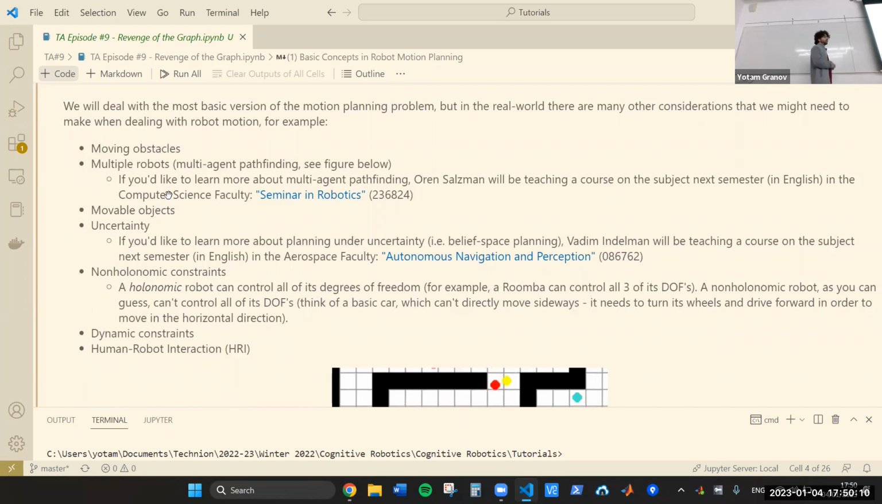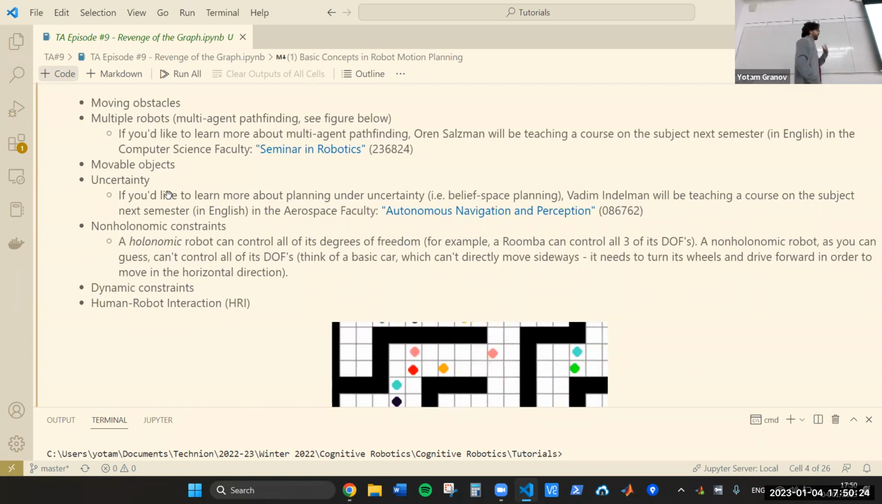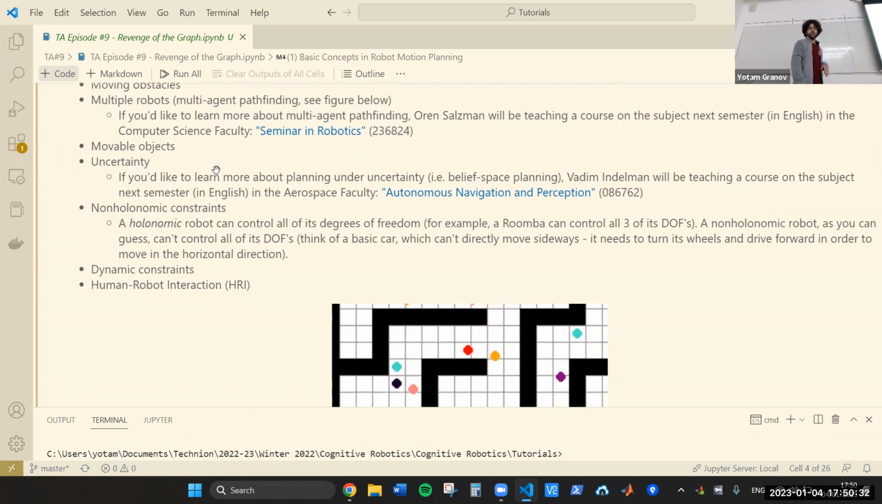Uncertainty, so motion planning in uncertain environments. Today we're going to talk about environments where we know where every obstacle is, we know where the robot starts, we know where it's going to end, and this simplifies things for sure. But in the real world, this is not always the case. There can always be uncertainty. We might not know everything about our environment, and so we'll need something called belief space planning, and this is covered in the aerospace faculty and Vadim Indelman's course.